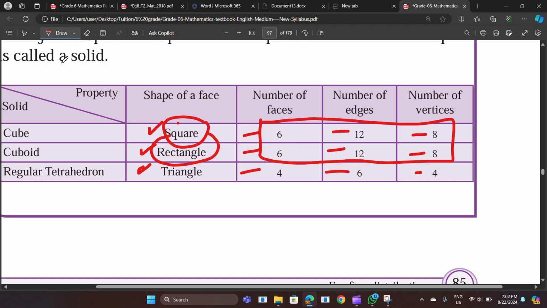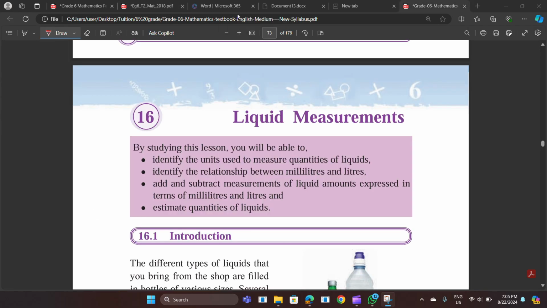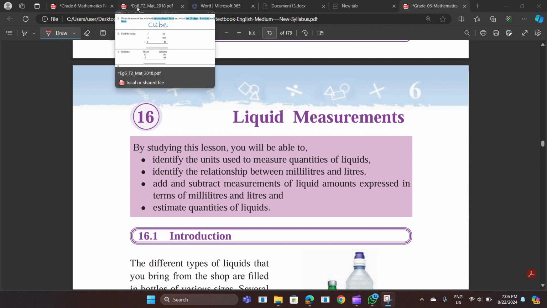Okay, that's all for the second question. The third question is easy. You have to add liter and milliliter counts together. Let's see how to do that. In liquid measurement units, you have learned about these things. So we find the answer.